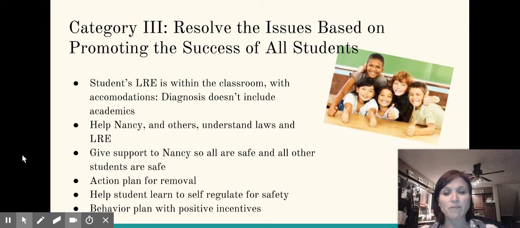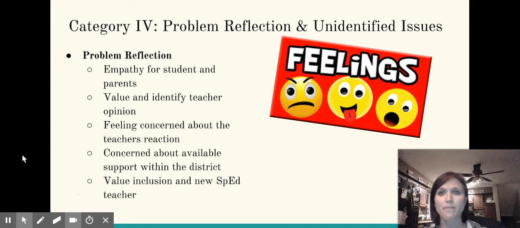Create an action plan for removal so that when he does become aggressive, there is a plan to remove the student to keep everybody else safe in their learning environment. Help the student learn self-regulation for the safety of himself and others, and then a behavior plan that focuses on positive incentives as well as those positive incentives linked to him using strategies to be able to self-regulate.